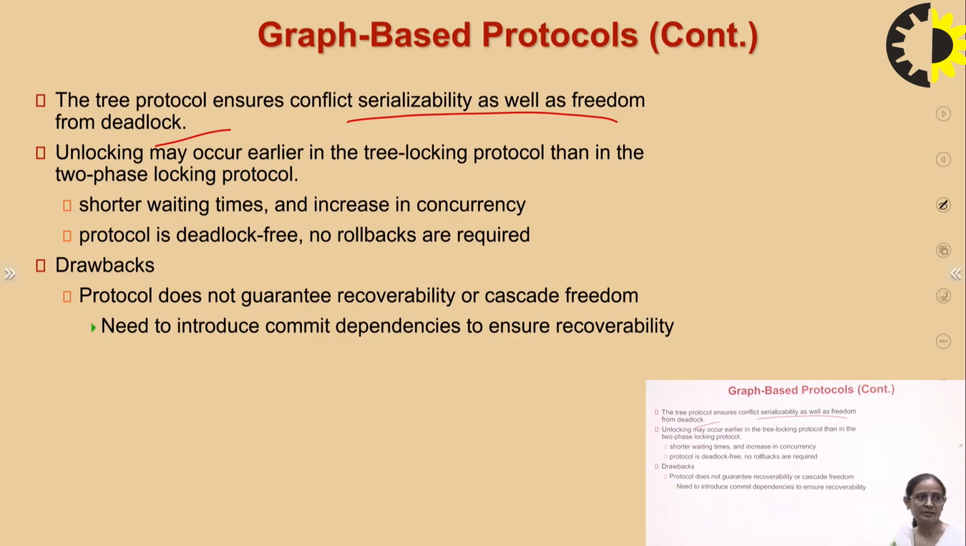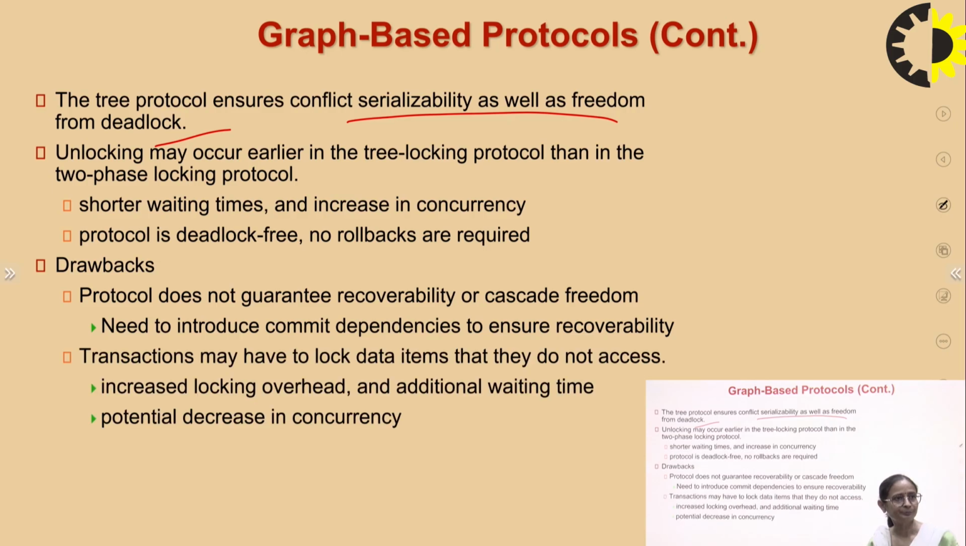But yes, it has certain drawbacks. The protocol does not guarantee recoverability or cascade freedom, so we need to introduce commit dependencies to ensure recoverability. Otherwise, the schedules are not recoverable. Another drawback is that transactions may have to lock data items which they are not using. This increases the locking overhead, and due to this overhead, there is additional waiting time. Another problem is that it leads to a decrease in concurrency.